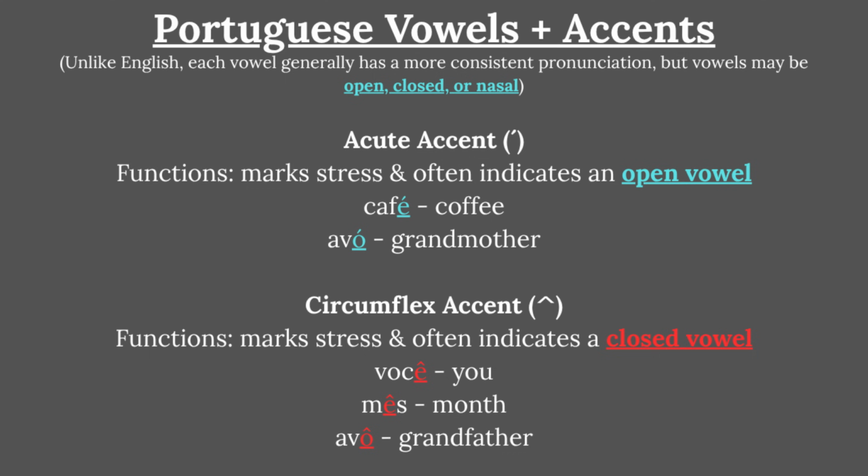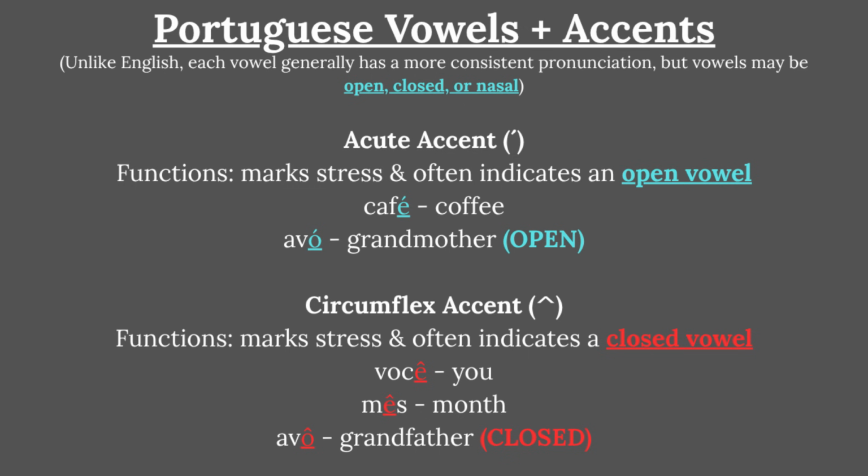The difference between the accents is noticeable when 2 words are spelled the same but have 2 different meanings. Avó, avô. Avó means grandmother, but avô means grandfather, so that's the distinction between open and closed vowels.